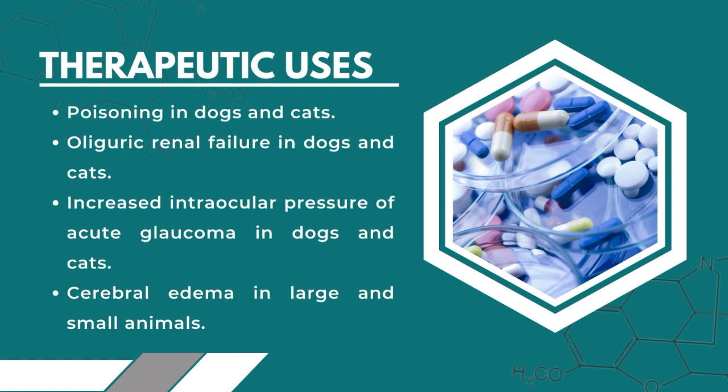Osmotic diuretics are used for the treatment of poisoning in dogs and cats, oliguric renal failure in dogs and cats, and increased intraocular pressure of acute glaucoma in dogs and cats. Also, these are used for the treatment of cerebral edema in large and small animals.